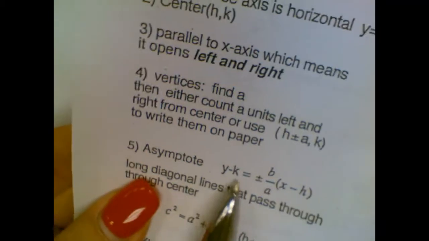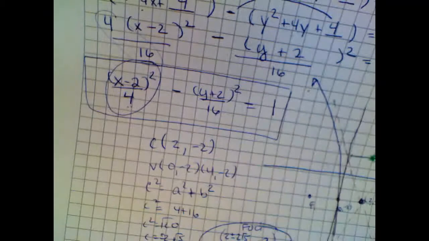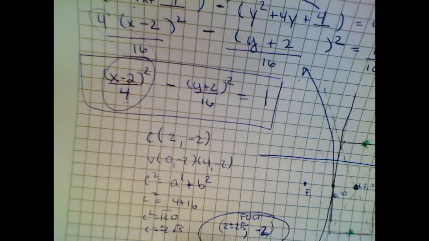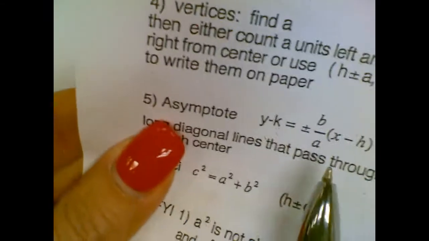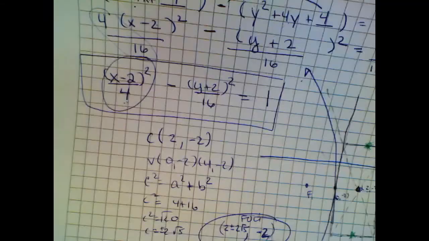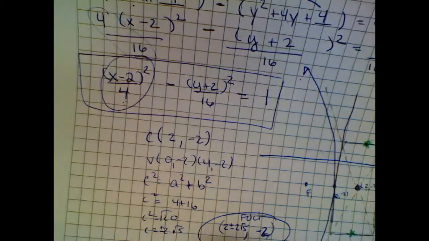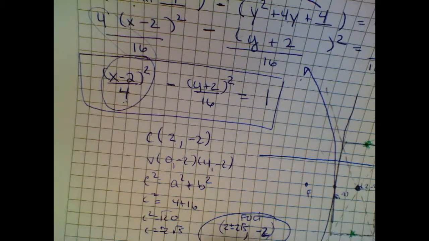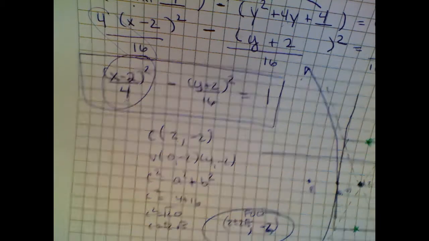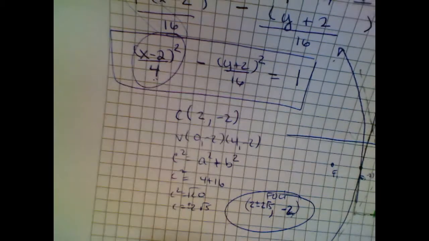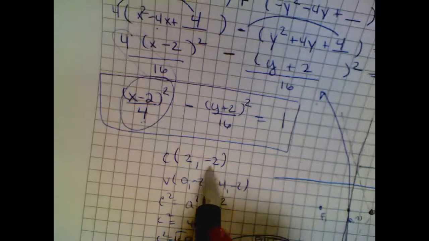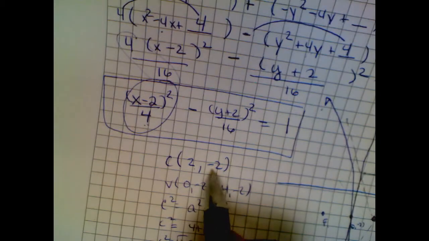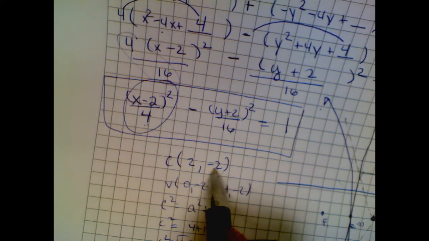It's right here. y minus k equals plus or minus b over a times (x minus h). So I'm writing all this down. It's right on your paper. You'll get good at these after a while, and you won't need the paper. All right, so what does this mean? So the k is the y coordinate of your center. So it's y minus -2. That's the y coordinate of your center.